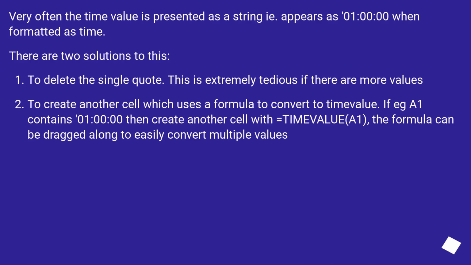Very often the time value is presented as a string, e.g. '1:00, which appears as 1 o'clock when formatted as time. There are two solutions to this. One is to delete the single quote. This is extremely tedious if there are many values.